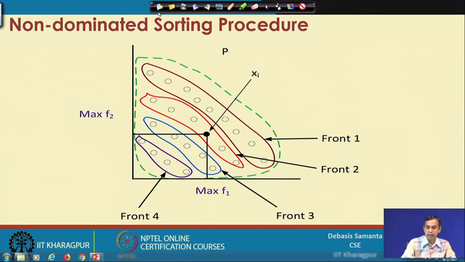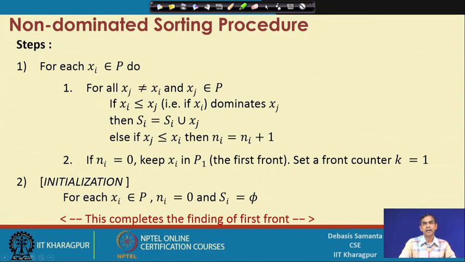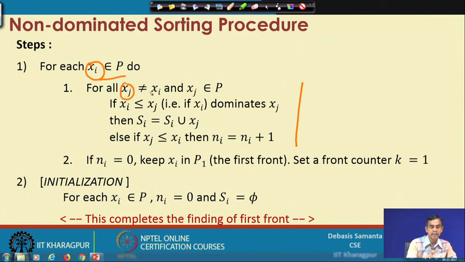Now, let us see how the algorithm can be defined and what the procedure in the algorithm is. The algorithm finds the non-dominated front and then the other dominated fronts. Let us see how this algorithm works. This is the code that we have given here. This code finds the non-dominated front, that means the outermost front. For each solution xi in the set P, and for all other solutions xj such that xj is not equal to xi and xj belongs to P, we will consider this.